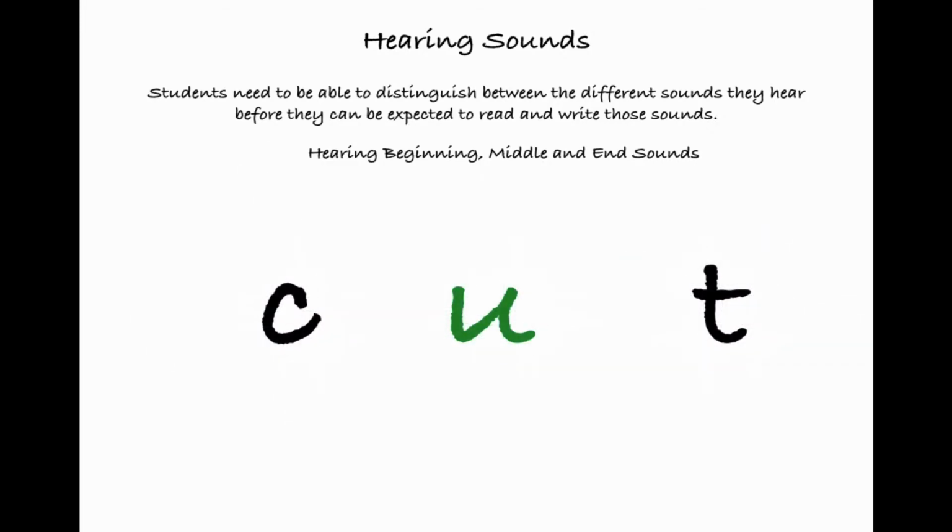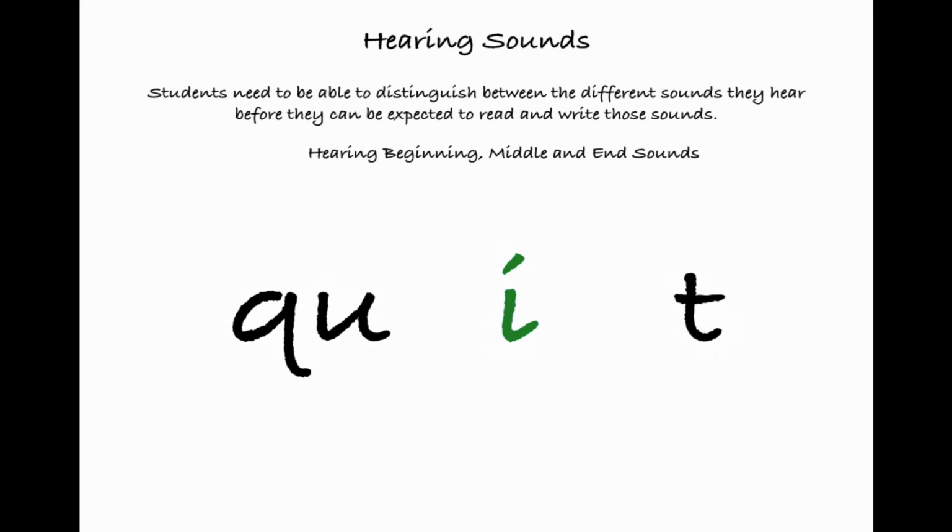So for example, the word cut, we've got a k at the beginning, a short a in the middle and t at the end. So if I was working with a student, I may say to them, I'm going to say a word to you and I want you to tell me what's the last sound you can hear in that word. Cut, the last sound is t.